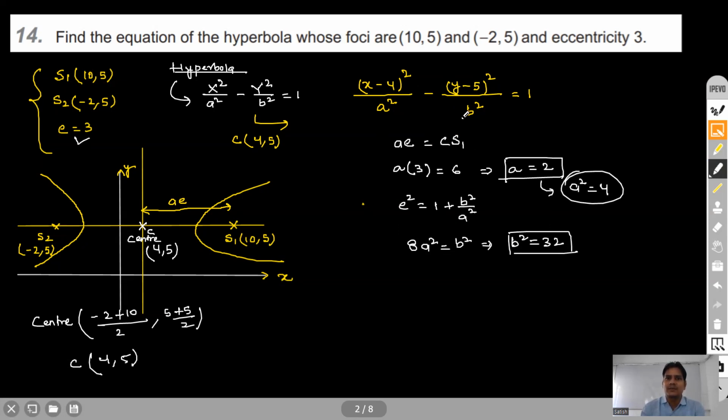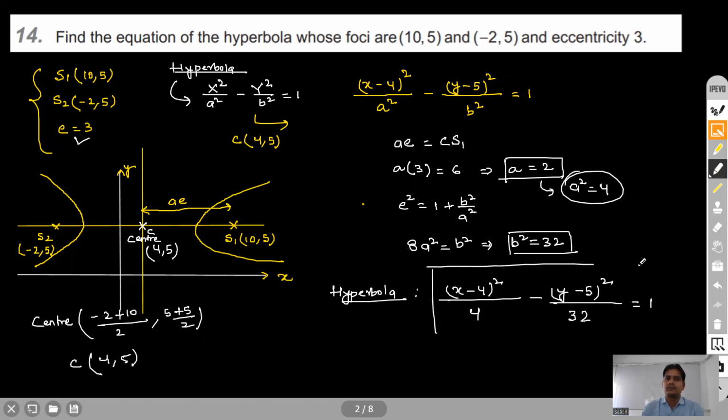So simply substitute the value of a squared and b squared in this hyperbola. So our required hyperbola will be (x minus 4) squared upon a squared, a squared is 4, and minus (y minus 5) squared upon b squared, b squared is nothing but 32, and that must be equal to 1. So this is our answer. This is our required equation of hyperbola, right? So I hope it is clear. Okay.